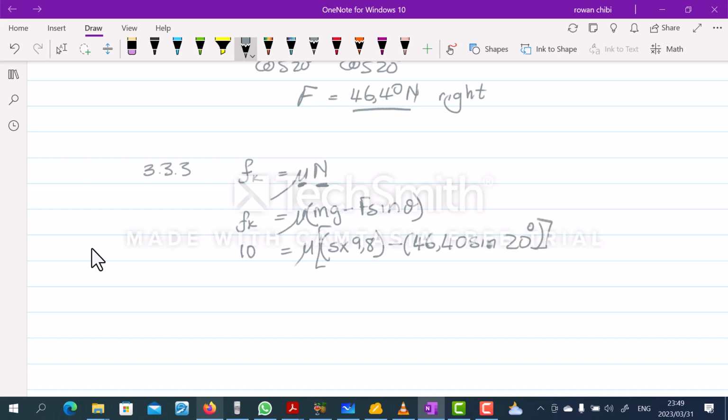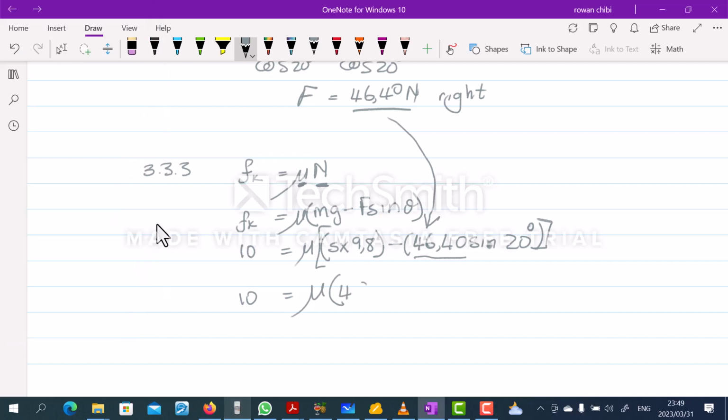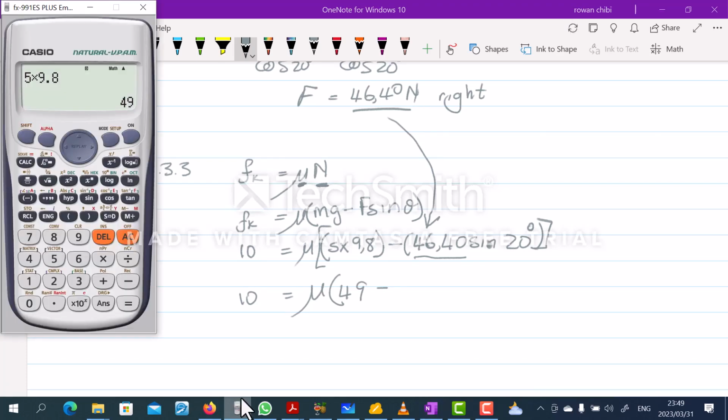Now, even if you are wrong here, there is something that they call positive marking. They would give you the answer for this one. As long as you substitute this one correctly, the value of the force, they will give you the mark for that one. So we have 10 is equal to the kinetic frictional force, 5 times 9,8. 5 times 9,8 is 49 minus, then we have that one which is 46,40 sine 20 degrees. You must make sure your calculator is in degrees.